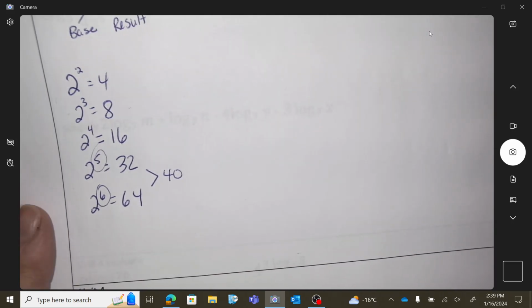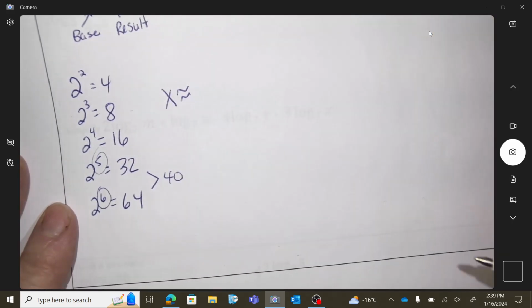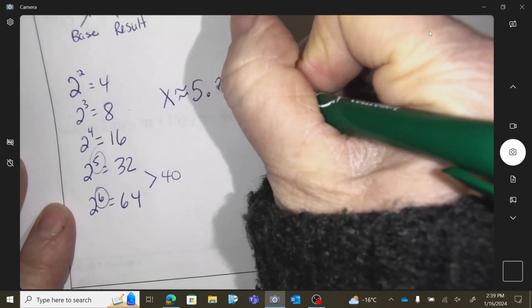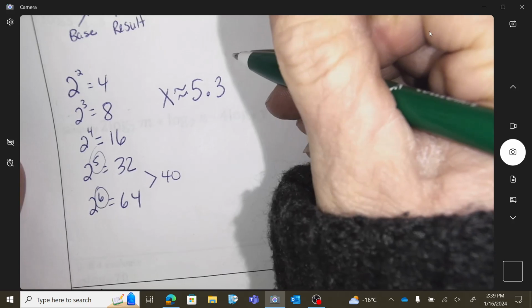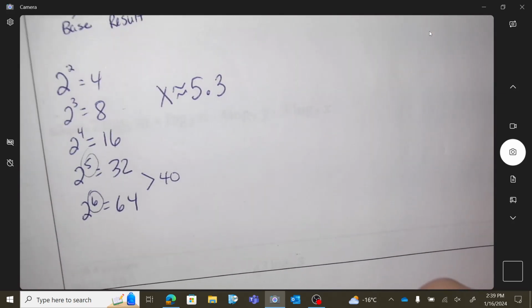And then you have to estimate to 1 decimal. So x is approximately equal to 5.3, something probably less than the halfway. 2, 3, 4, all acceptable.